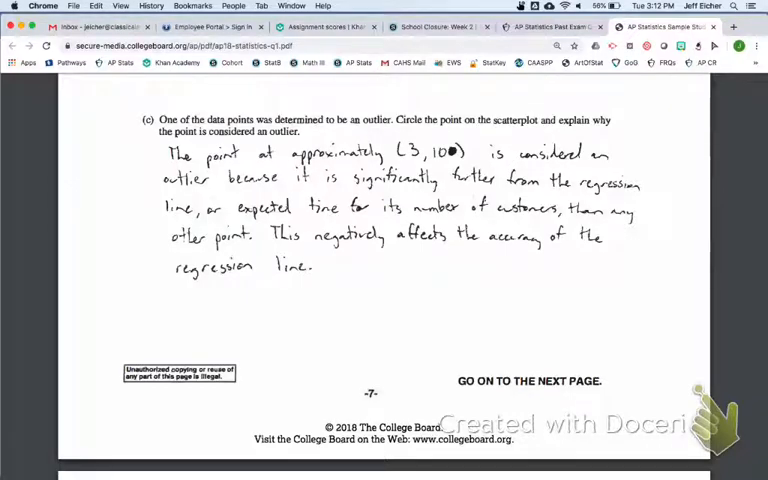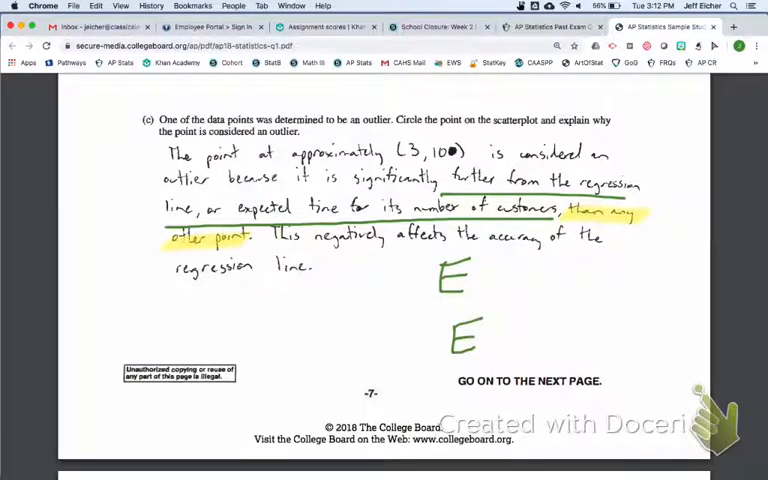This one got a little close there. So they had significantly further from the regression line or expected time for each number of customers. Thankfully, they didn't stop there. If they had stopped there, that would not be sufficient. But since they said then any other point, they're now effectively comparing the point to the other points, and that this point is very different than the other points. So this would be scored an E. So part A was an E, B was an I, and part C was an E. So this scored a 2 on the AP exam.